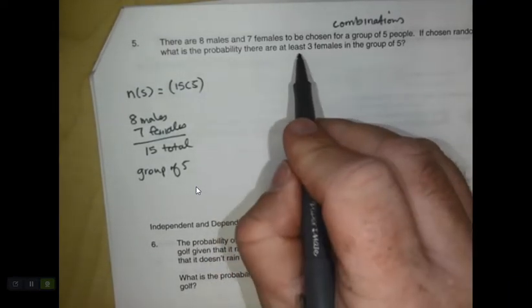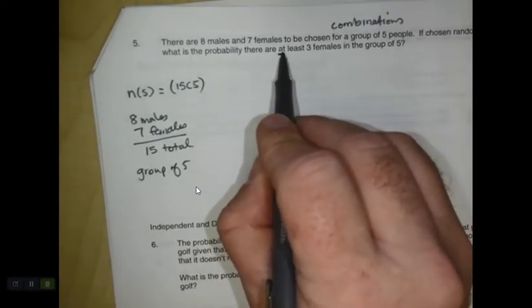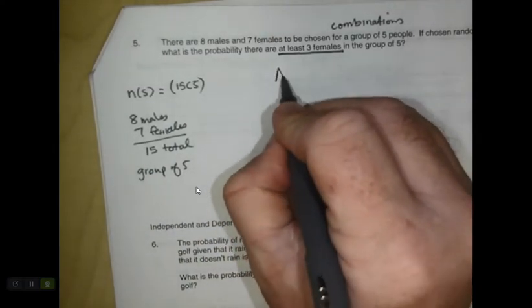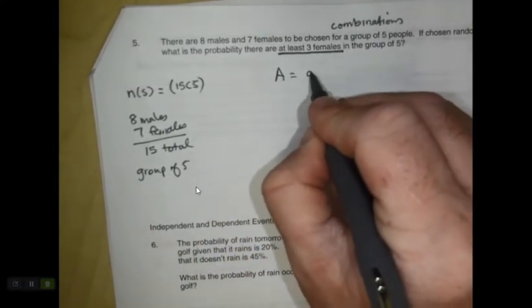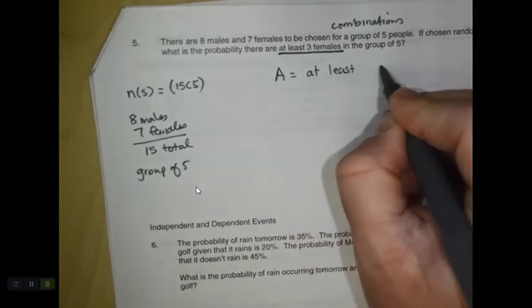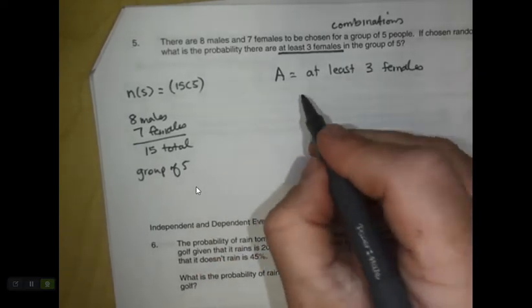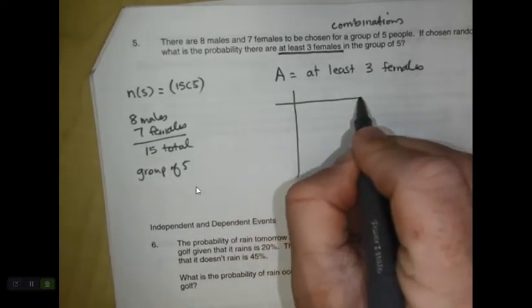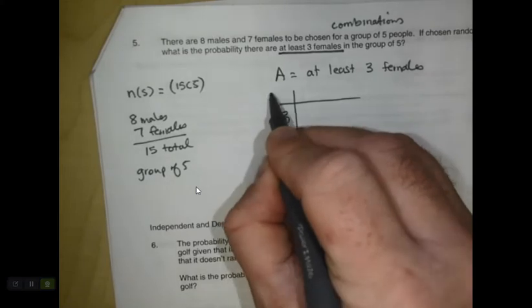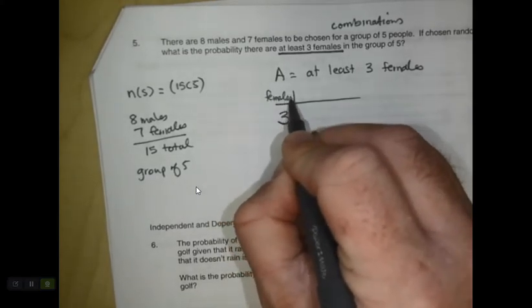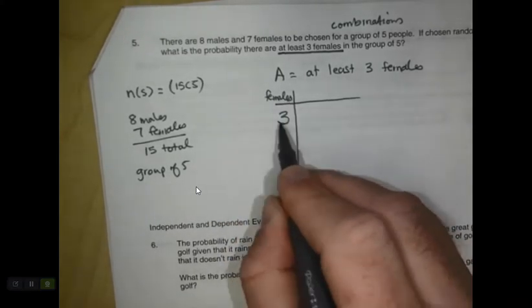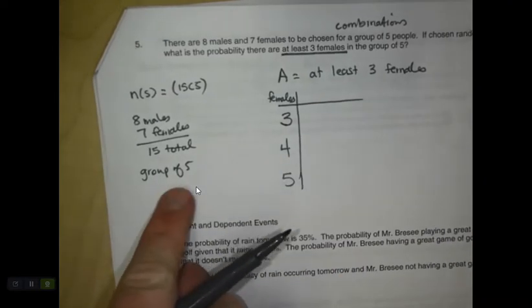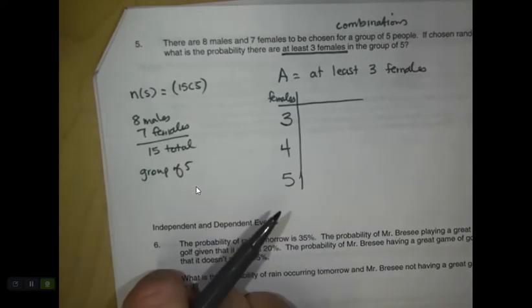Then we have to look at, what are we finding? Well, we're finding the probability of at least 3 females. All right? So my event A is at least 3 females. But to figure that out, I could do a little chart. I can pick 3 females, I can pick 4 females, or I could pick 5 females. And I can't go any higher because my group is 5, I would have too many if I had 6.